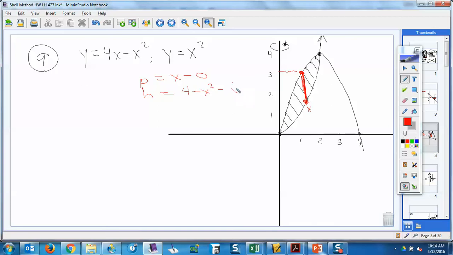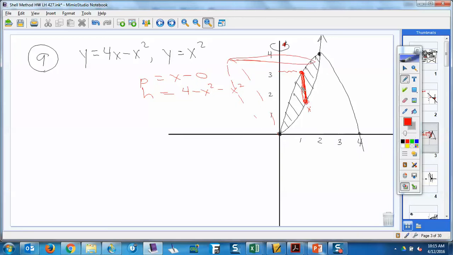Wait, why is the p x minus 0? I got 2 minus that. So, 4, 9. Okay. It's revolving around the y-axis, right? So that's your center. So the other half of this solid is going to be over here, right? It's going to be this kind of a thing.